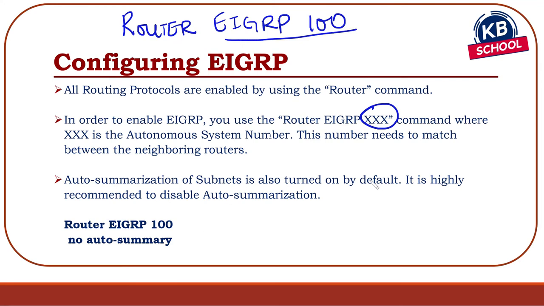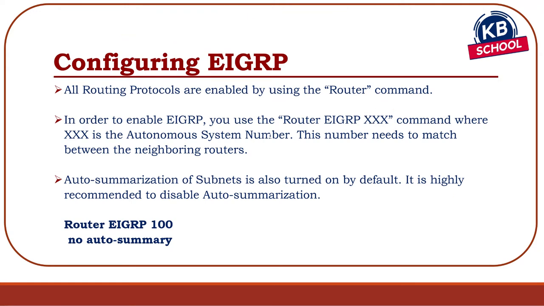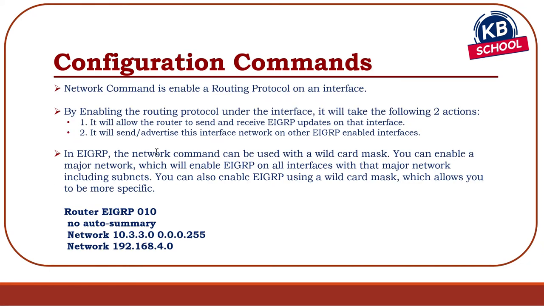Auto summarization of subnets is also turned on by default. Well, this depends on the IOS that you're running. Some of the IOSs now disable it by default, some of them have it on. Either way, it's always better to have it off. So no auto-summary is what I would do on my ASA firewall in either case. Once that's done, just like on a router, you enable it by using the network command, just like you do on a router.